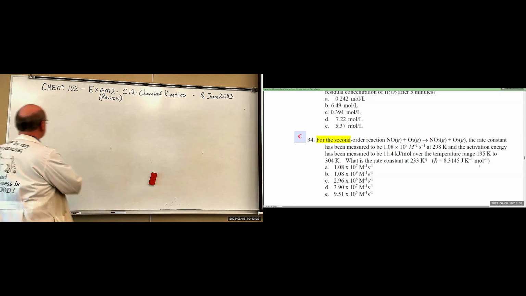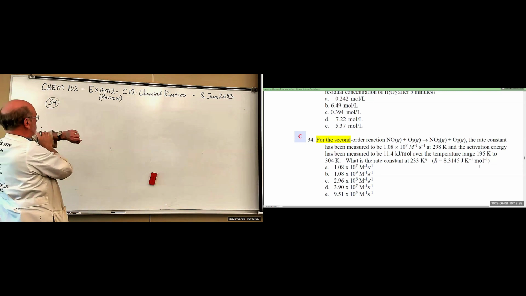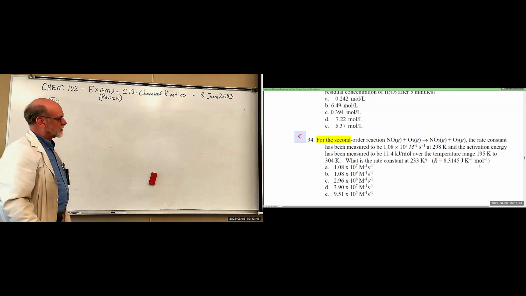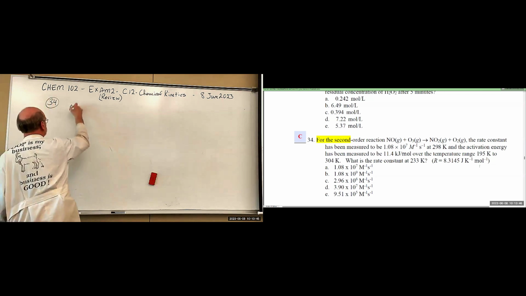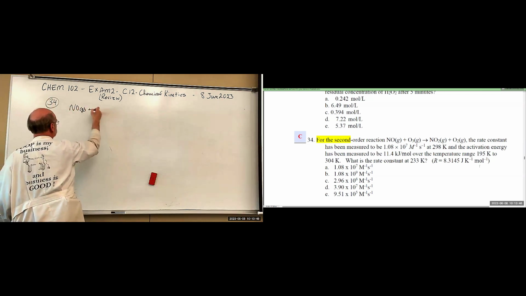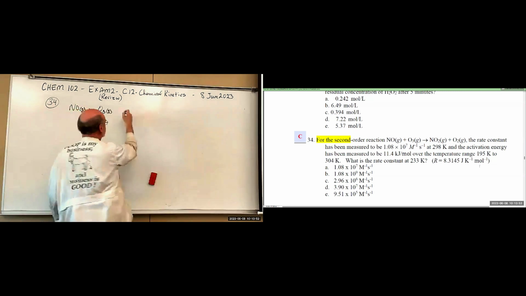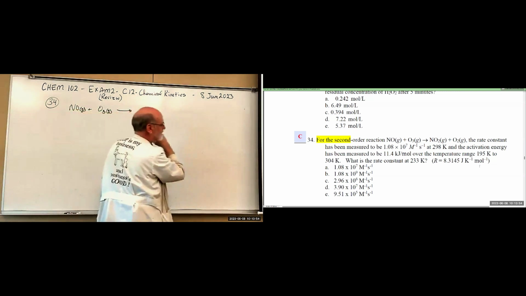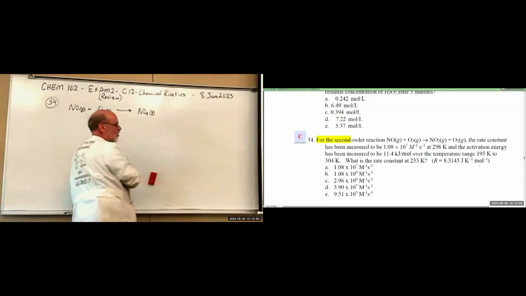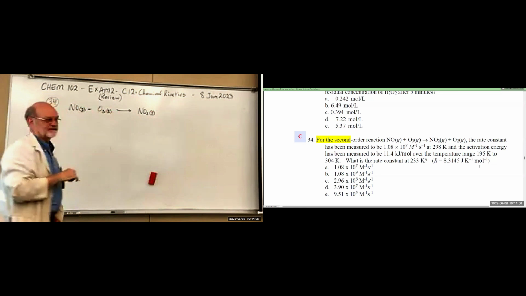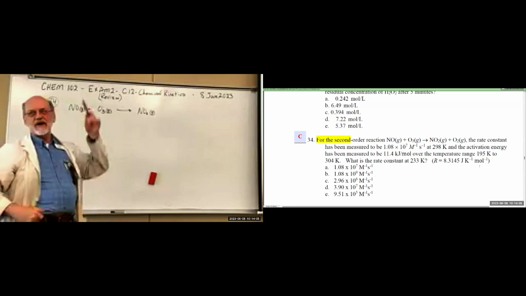Okay, so 34. Good on time. We got 1 hour left. For the second order reaction, NO plus O3 gas. What's O3? Remember? NO2. That's ozone. Ozone is supposed to be in the upper atmosphere.